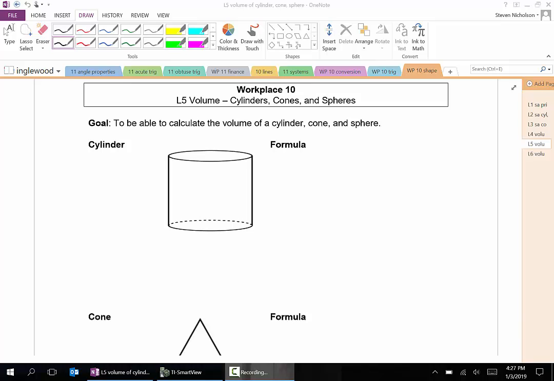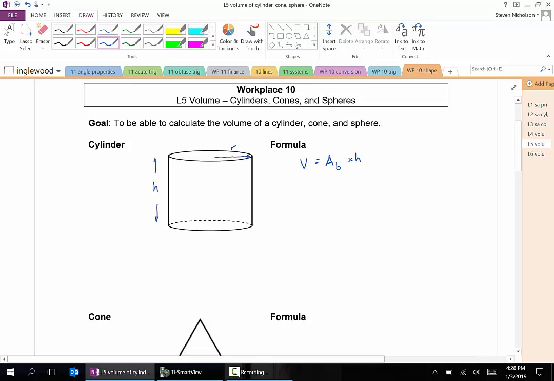This tutorial looks at the volume of cylinders, cones, and spheres. As with surface area, cylinders don't have too many things to worry about other than the radius of the cylinder and the height. The volume of a cylinder is equal to the area of the base times the height.